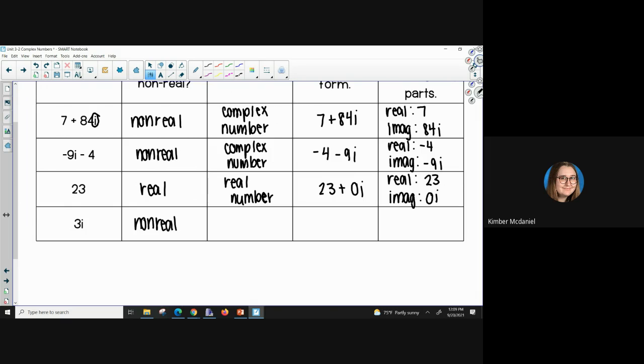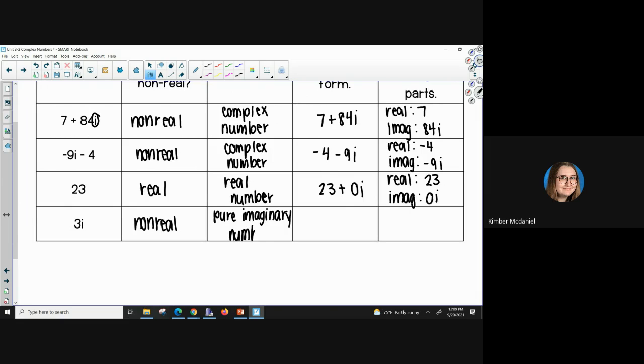Now, it is a complex number. However, since it's missing its real part, we can also classify it as what? Pure imaginary number. No, I'm going to come back to you though. So this is a pure imaginary number.